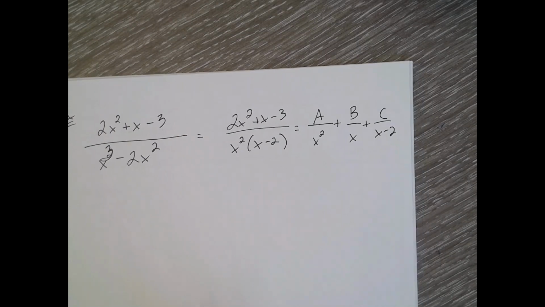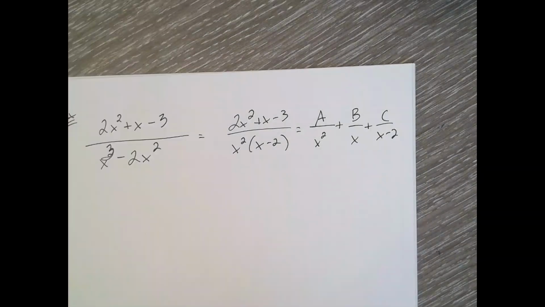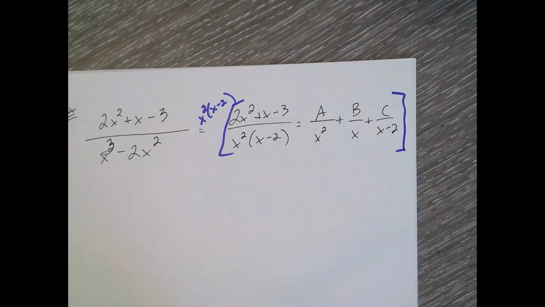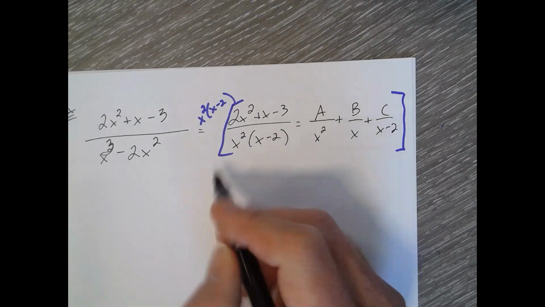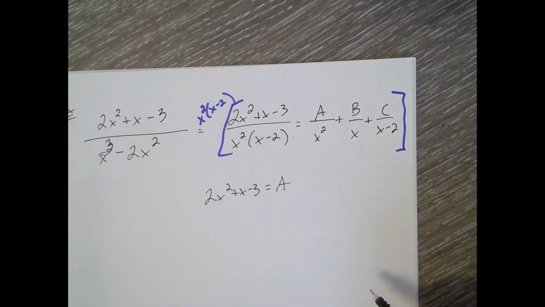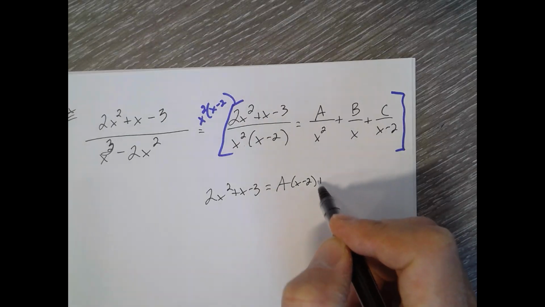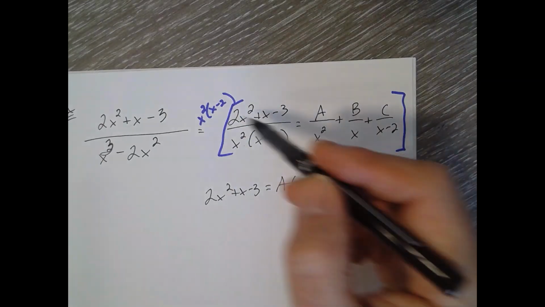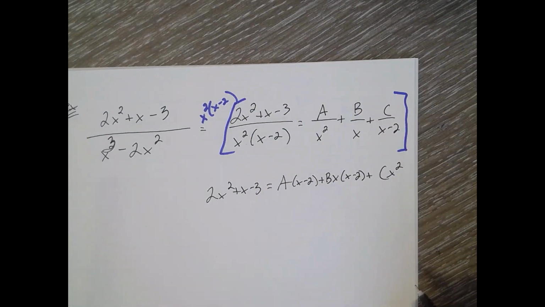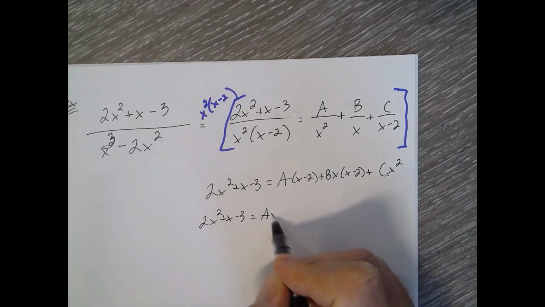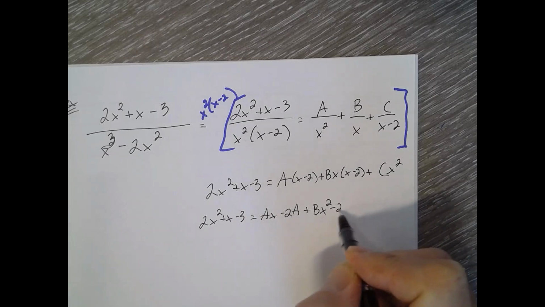So now it would be kind of the same thing. We'd multiply both sides by x squared times x minus 2. Right here, that would cross out, so we'd have 2x squared plus x minus 3 equals a, these x squareds cross off, so it'd be a times x minus 2, and b, only one of these x's cross off, b times x times x minus 2, plus c, just the x minus 2's cross off, so cx squared. So 2x squared plus x minus 3 equals ax minus 2a plus bx squared minus 2bx plus cx squared.